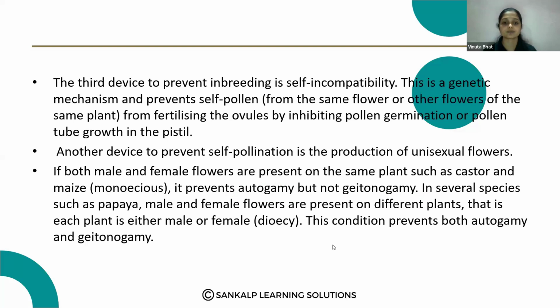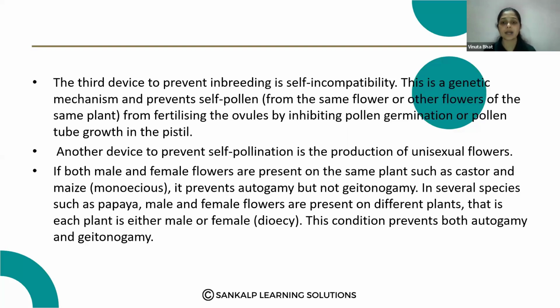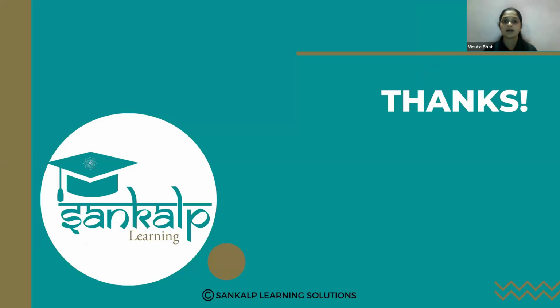Okay, so this is about some outbreeding devices. The first one is pollen release and stigma receptivity not being synchronized, the second one is the different positions of the anther and the stigma, the third one is self-incompatibility, and the fourth one is unisexual flowers. So here we studied how plants prevent both autogamy and geitonogamy, and that some plants like castor and maize are not able to prevent geitonogamy. Thank you.